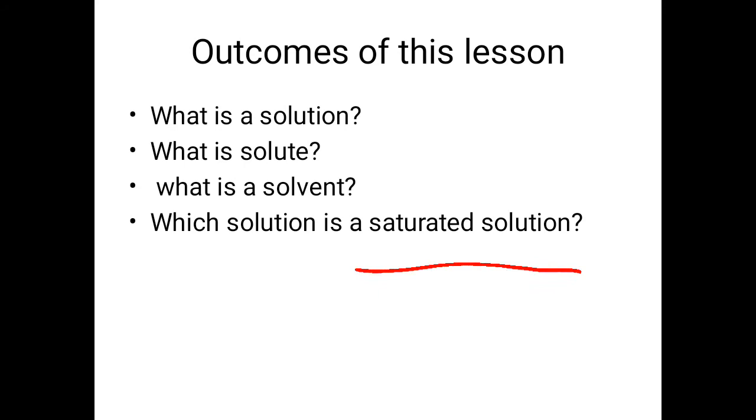You just read the topic from the textbook and watch the video, see the examples, see the colorful pictures and understand, then learn the topic.